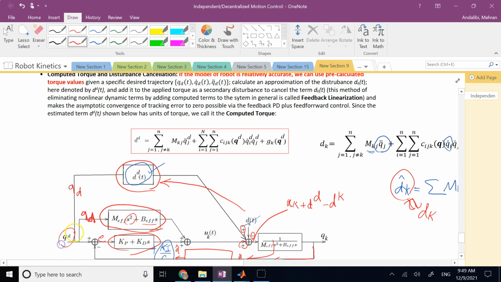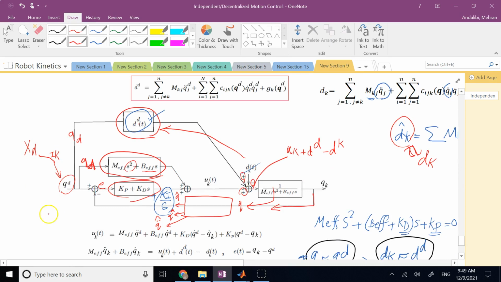This is how I want my joints to behave. Let's say you got them from your inverse kinematics. You have your end effector desired pose, then you applied what? Inverse kinematics, and those gave you your desired joint values. Now that I know my desired joint values, ahead of time I can do my differentiations, and ahead of time I can get my QD dot and QD double dots.